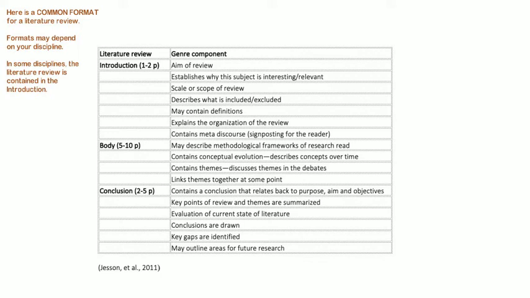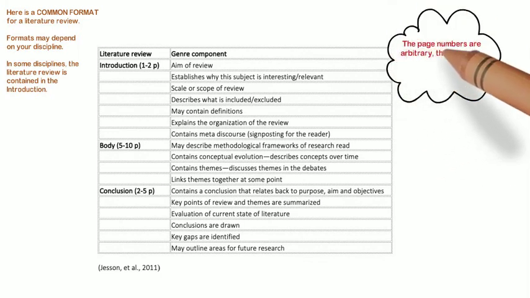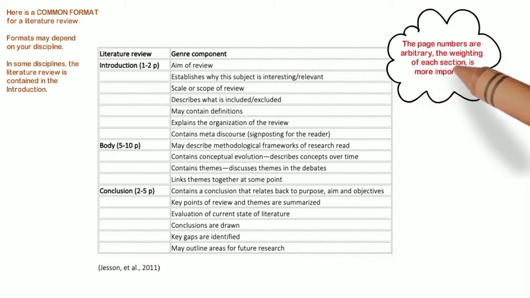in the review. Within the body, this is where you would organize the literature, the material, your source documents. And you may do this in a number of ways, and in the rest of the video we'll discuss further ways. But for example, you may look at the methodological frameworks, the conceptual evolution as concepts change over time. You might group the literature into themes and discuss debates within the themes, and you might link the themes together at the end of this section.